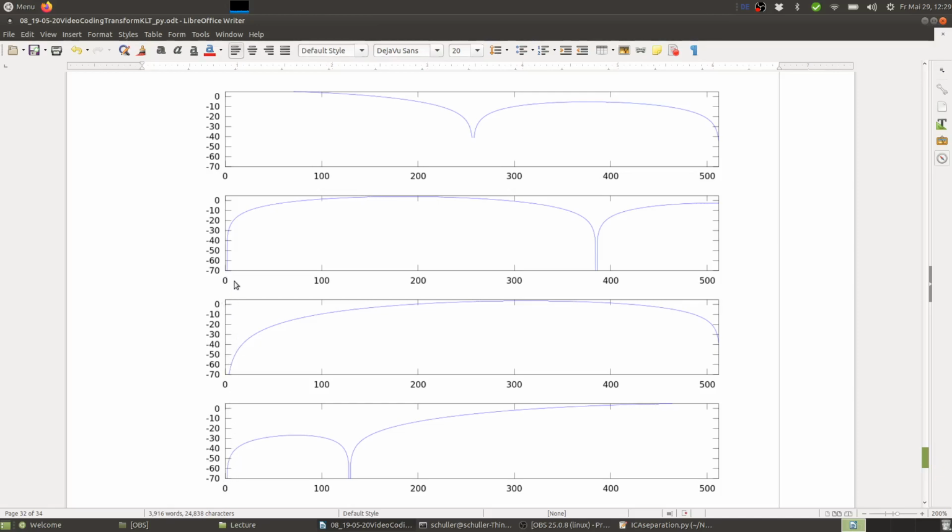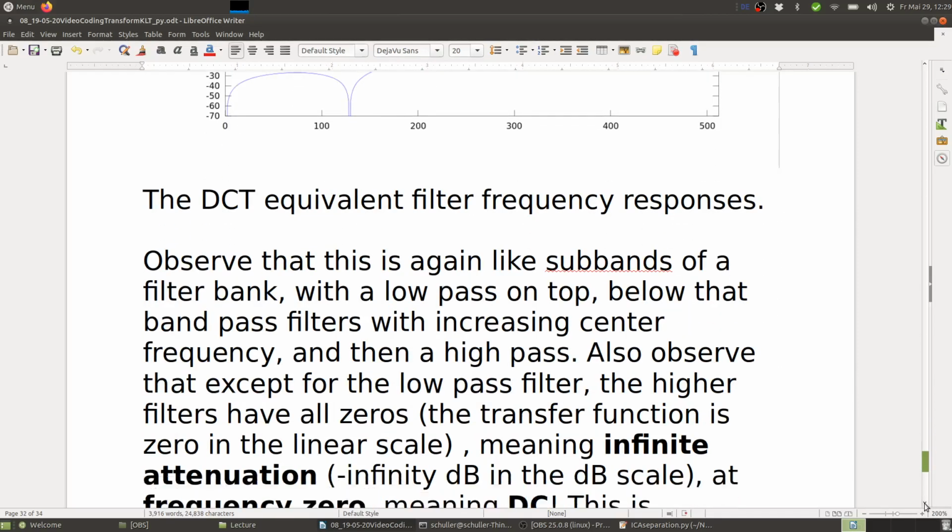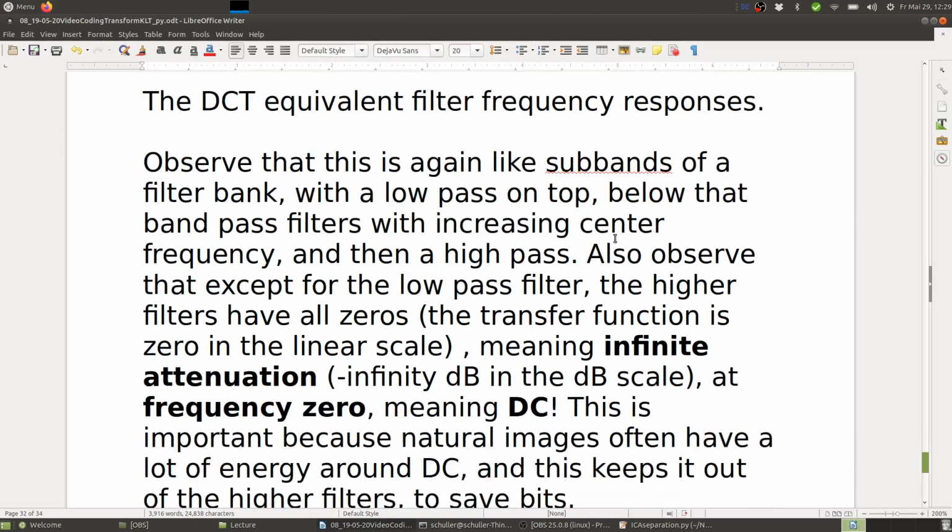And that's important for coding efficiency, because at frequency 0 we will have most energy, and we want this high energy only at subband number 0, but not at the higher subbands. So almost the same subbands of a filter bank with low pass on top, below that band pass filter with increasing center frequency, and then a high pass.